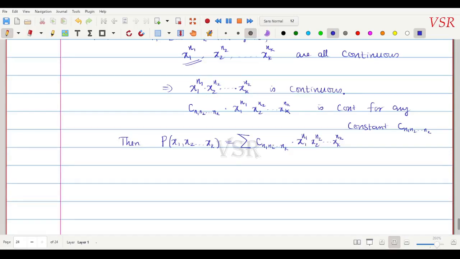This is a finite sum. Okay, I may write this is a finite sum. Finite sum is continuous. Okay, this is known as a polynomial in k variables. These are called polynomials in k variables. So these functions are continuous.